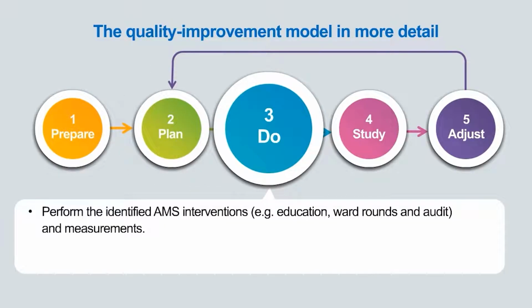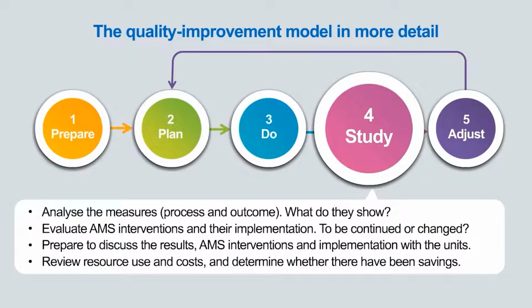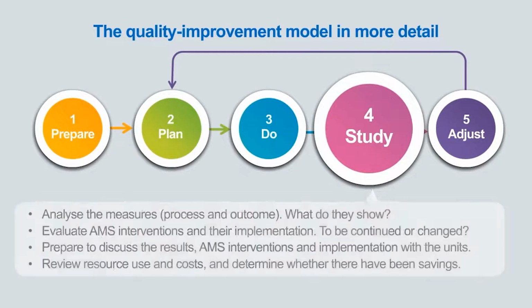In the next step, Step 3, do. Perform the identified AMS interventions. For example, education, ward rounds and audit and measurements. An AMS review form might be helpful for this step. In the following step, Step 4, study. Analyse the measures such as process and outcome measures. What do they show? Evaluate AMS interventions and their implementation, to be continued or changed. Prepare to discuss the results, AMS interventions and implementation with the units. Review resource use and costs and determine whether there have been savings.